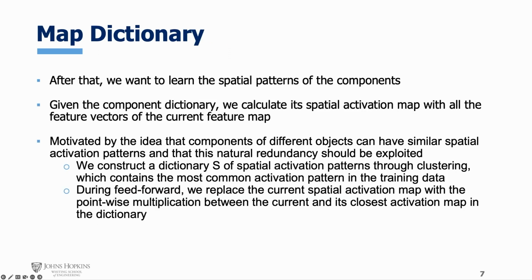After that, we want to learn the spatial patterns as well. Given the component dictionary, we calculate the spatial activation map with all the feature vectors of the current feature map, motivated by the idea that components of different objects can have similar spatial activation patterns, and this natural redundancy can be exploited. We construct a dictionary of these spatial activation patterns through clustering, which contains the most common activation patterns in the training data as well.